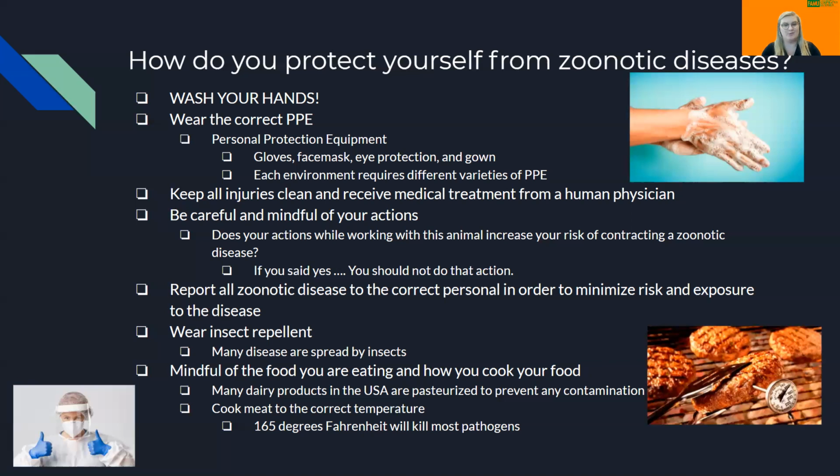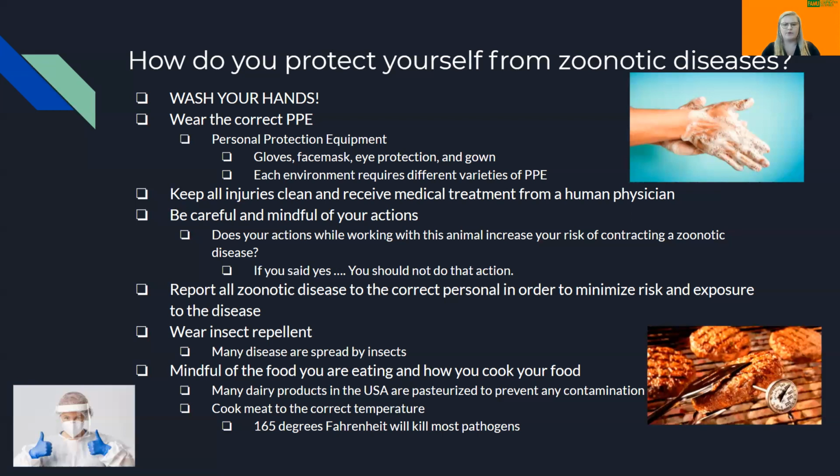Wear insect repellent. Fleas, ticks, all of those things: many diseases are spread by those insects. So it is extremely important to make sure that you're wearing insect repellent, and that your pets are on flea and tick medication, if available. For cats and dogs, I know for a fact there are flea and tick medications that come in different varieties, and you need to discuss with your veterinarian what is the best option for you and your pets.